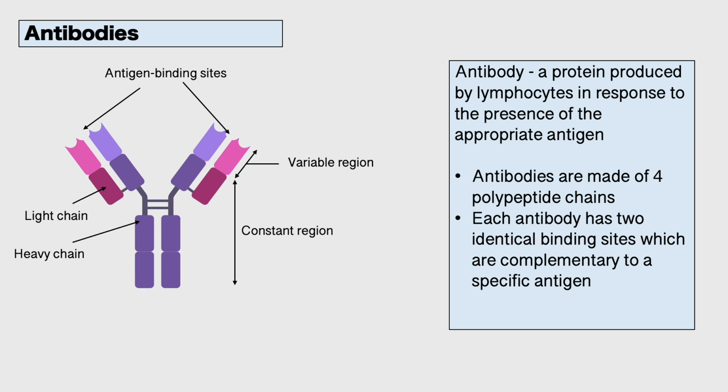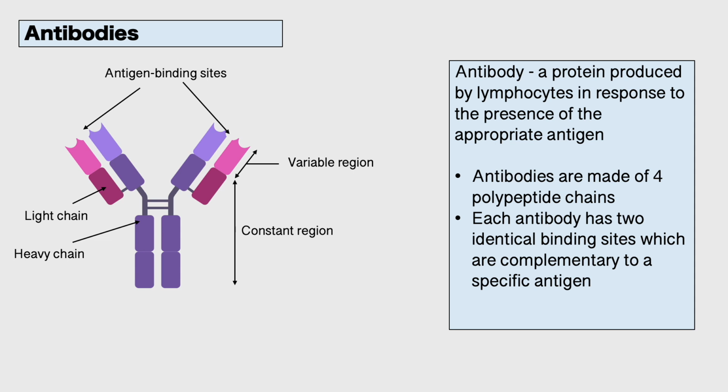Antibodies are made of 4 polypeptide chains, so you can see the 2 purple ones on the inside and the 2 pink ones on the outside, and each antibody has 2 identical binding sites which are complementary to a specific antigen. A lot of people think that the antigen fits into the gap between the binding sites, but every antibody actually has 2 binding sites on the end of it for the antigens.